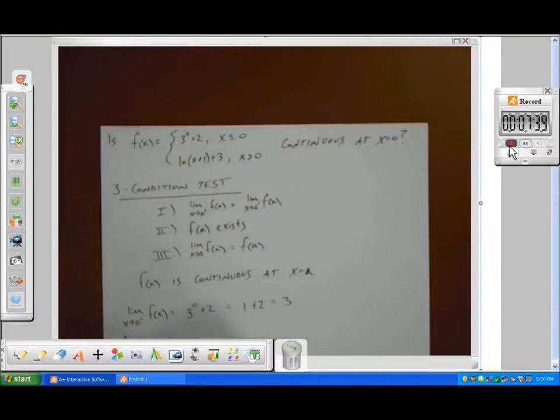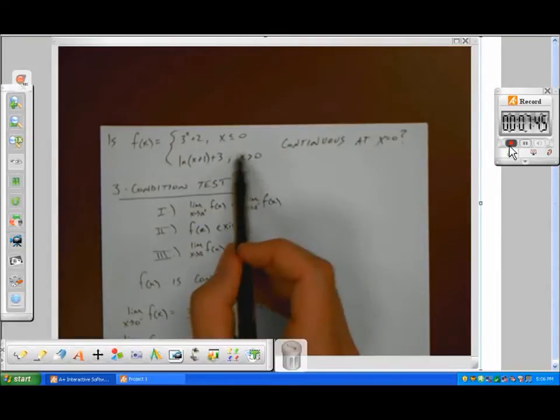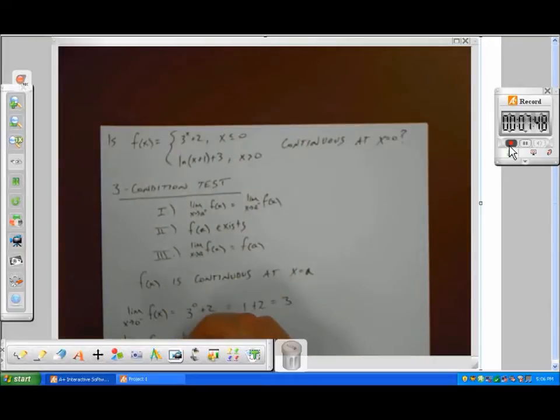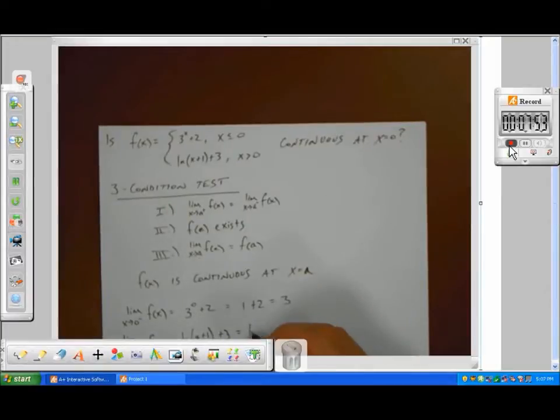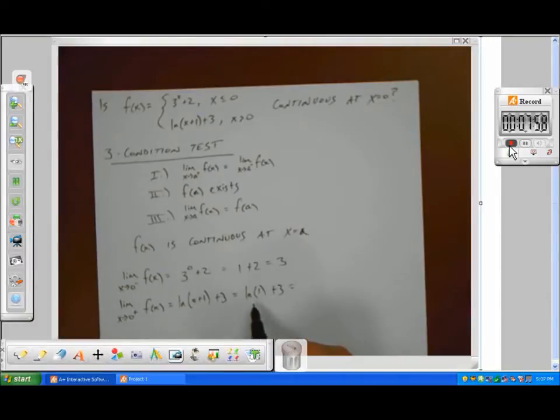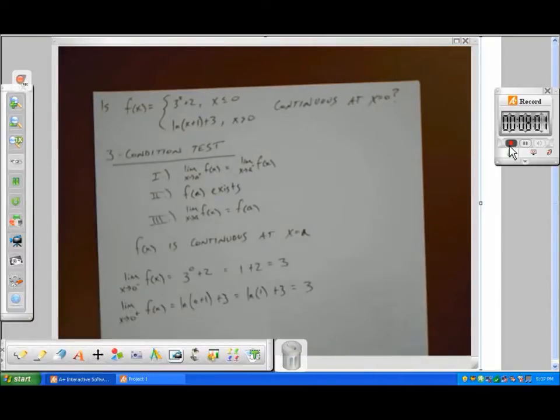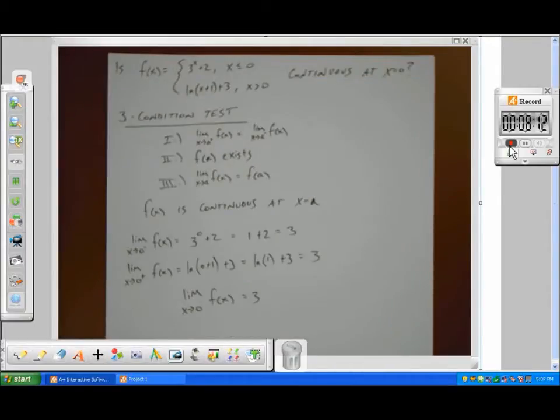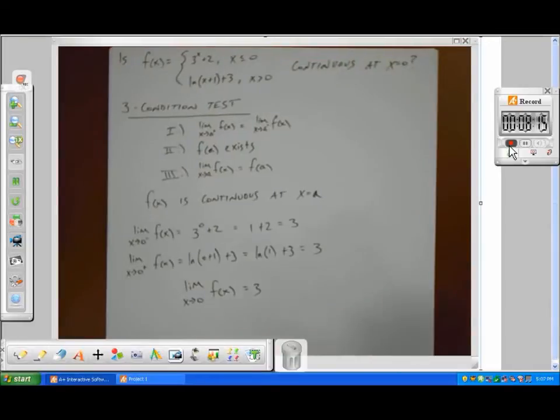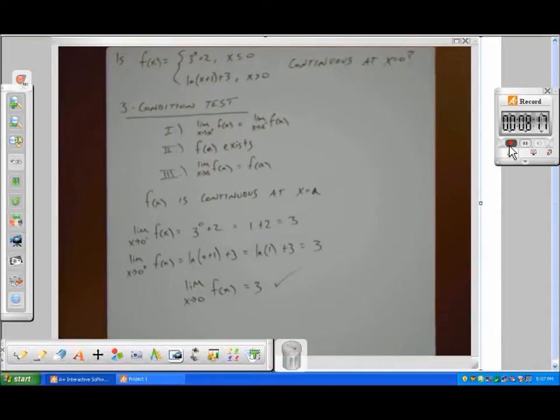Now I check the one from the right. So the one from the right is going to use the one that's greater than. So I substitute a 0 in, the natural log of 0 plus 1. So this is the natural log of 1. The natural log of 1 is 0. 0 plus 3 is 3. These are both the same, so I know that the limit exists. That the limit as x approaches 0 is 3. I know that it exists, and it's 3. So that is a check for condition 1.